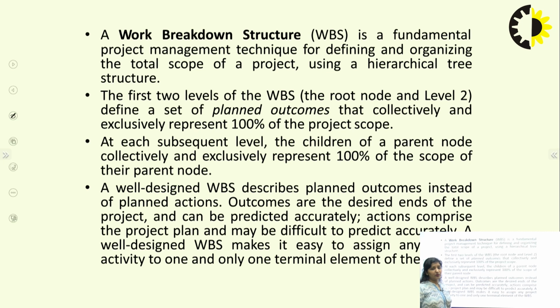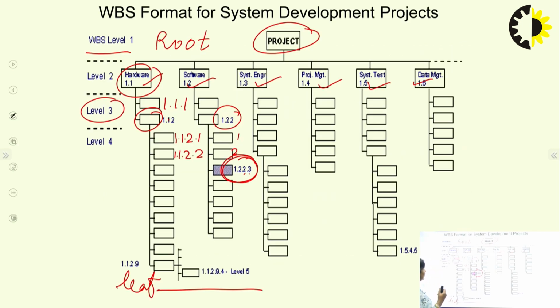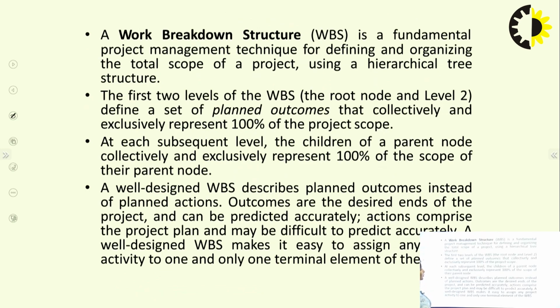Now a work breakdown structure is a fundamental project management technique for defining and organizing the total scope using a hierarchical tree structure. Now the first two levels of the WBS, that is level 1 and level 2, the root node and level 2, define a set of planned outcomes that collectively and exclusively represent 100% of the project scope. At each subsequent level, the children of a parent node collectively and exclusively represent 100% of the scope of their parent node.